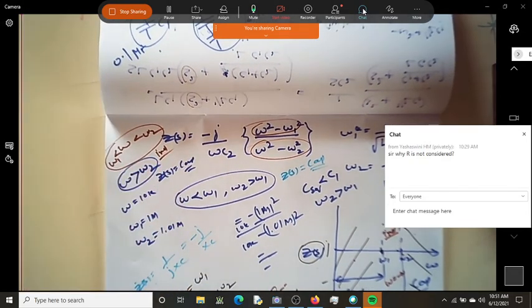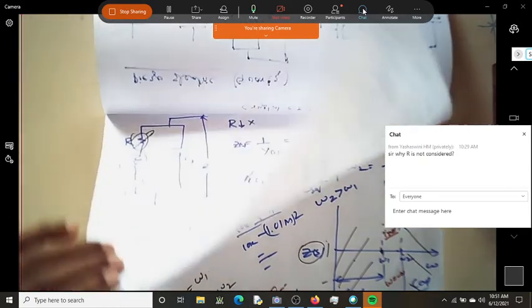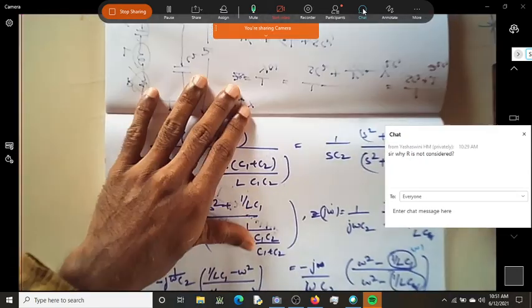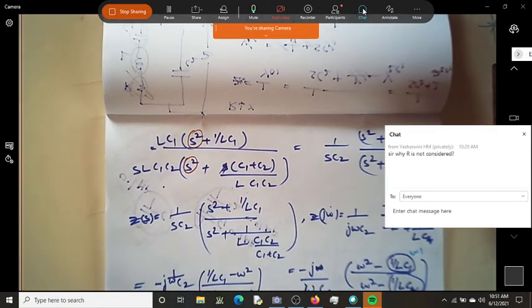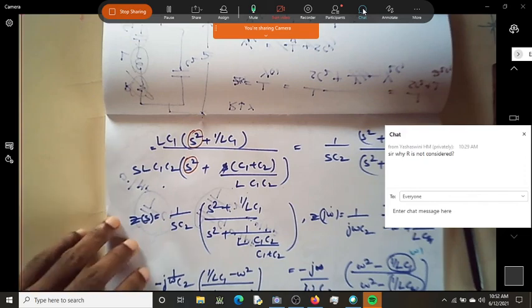Let me check in the chat. Are you okay with this? What needs to be explained again? One of the questions was why R is not considered. I hope I answered it. Can I get a response? Okay, about the impedance variation across the frequency, okay with that? Not okay with that? What more do you want?